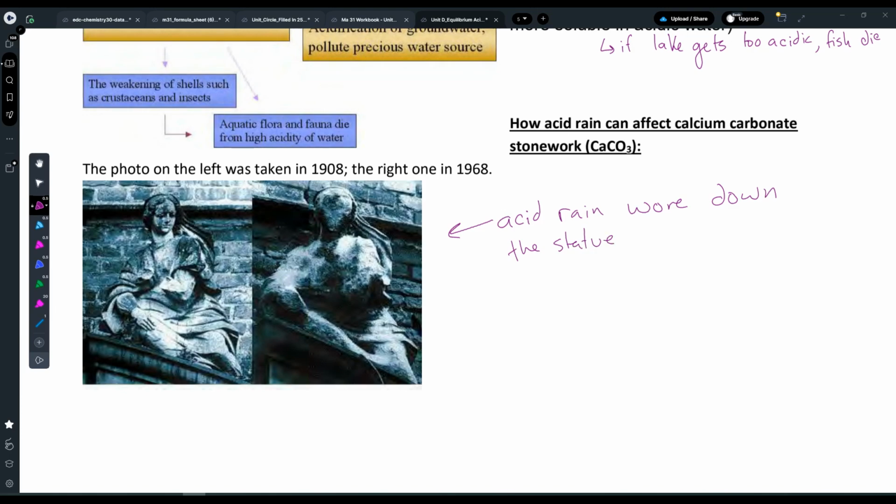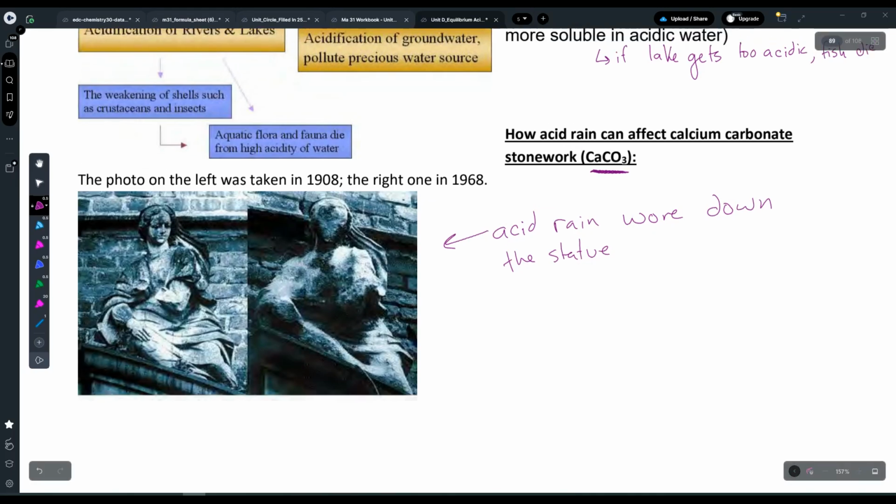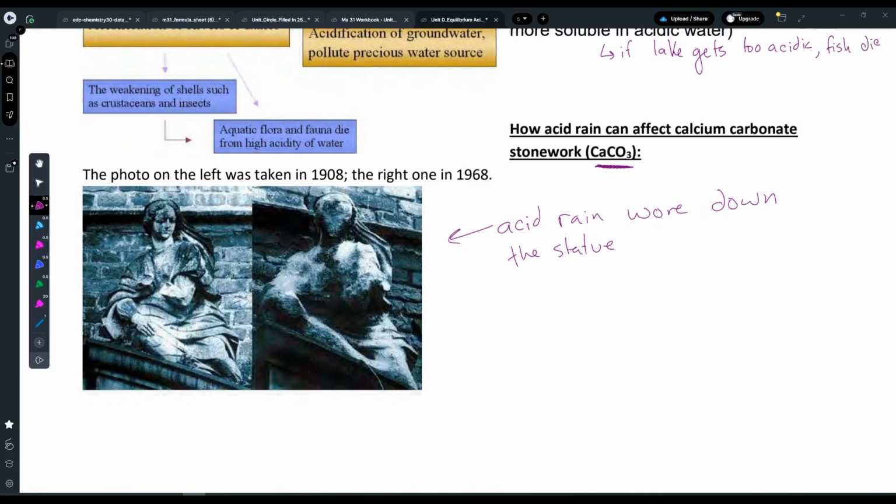So how that's happening is because calcium carbonate is a basic substance, and when the acidic rain comes down and washes over top of the statue, we have an acid-base or neutralization reaction happening, and due to that reaction, it causes the calcium carbonate to erode.